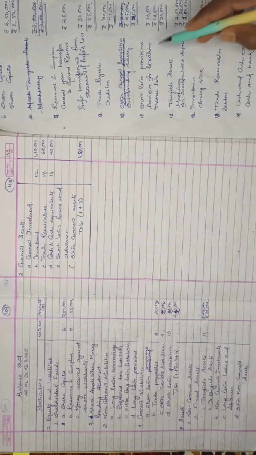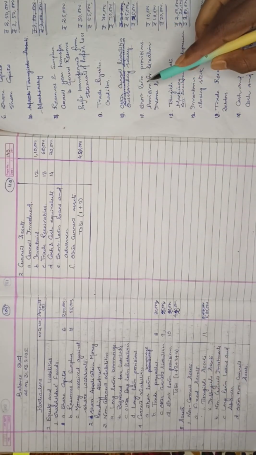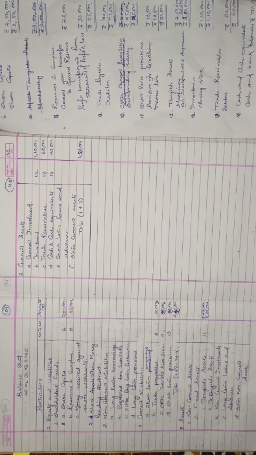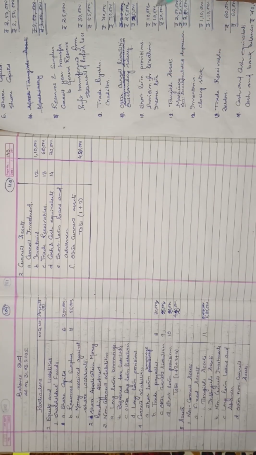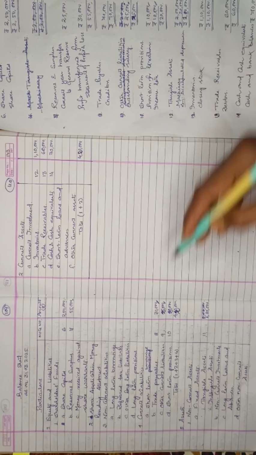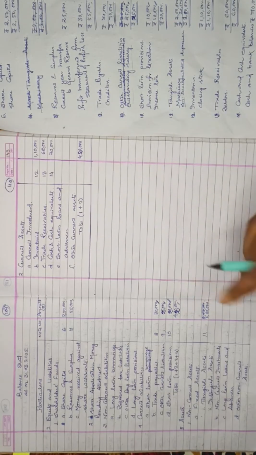Short-term provision is there. The provision for taxation already given in the trial balance is 10,000, and the current year tax that we will give is 10,000, so altogether 20,000 is the short-term provision, so I have written 20,000. Altogether it is coming to 4,20,000.